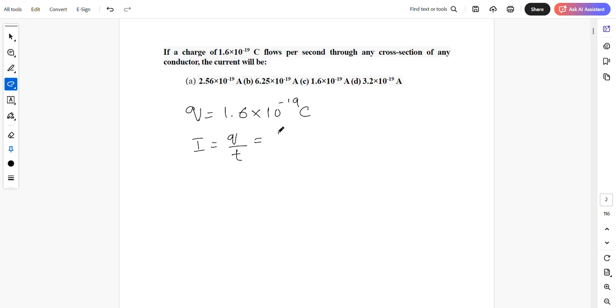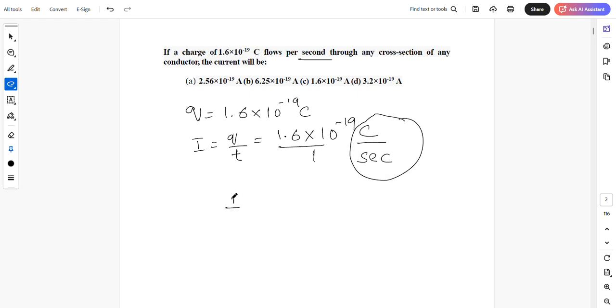Okay, Q is how much? 1.6 × 10^-19 coulomb per second. Per second means divided by 1 second. What is coulomb per second? It is nothing but amperes. Therefore, I is equal to 1.6 × 10^-19 ampere is the right answer. This is the right answer for this problem.